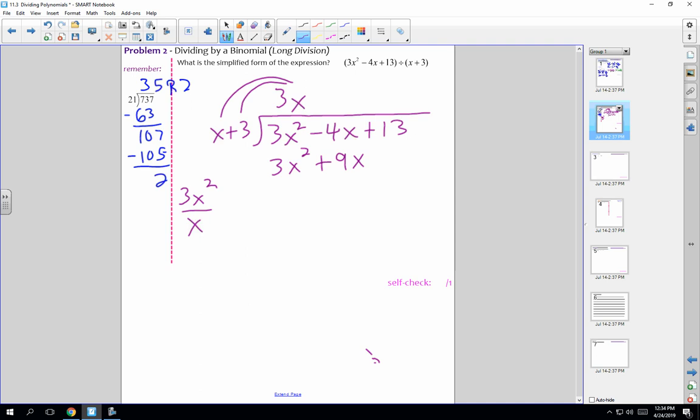When I multiply, see up here I multiplied the 3 times the 21 to get 63. Great with numbers. But here I'm multiplying 3x times x plus 3. It would literally look like this. And when I distribute that, I get 3x squared plus 9x. That's where I get the next term.